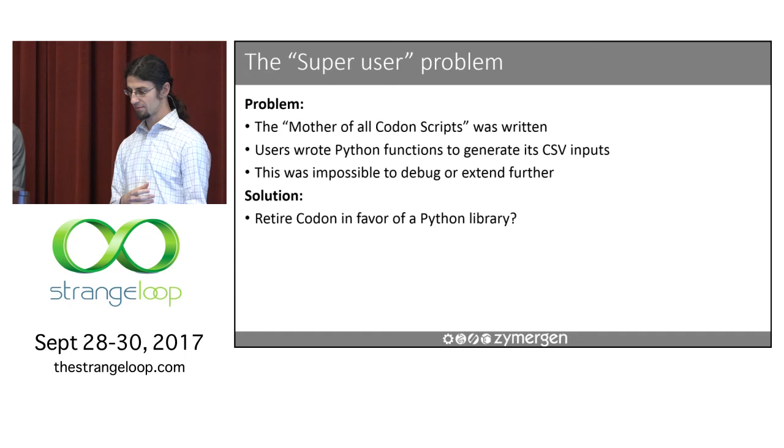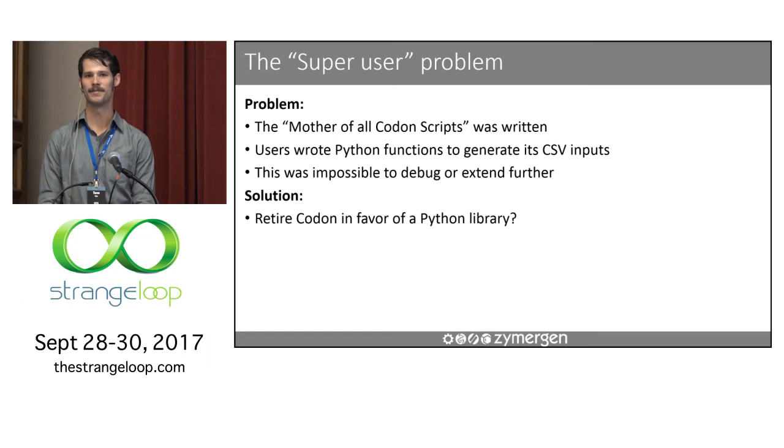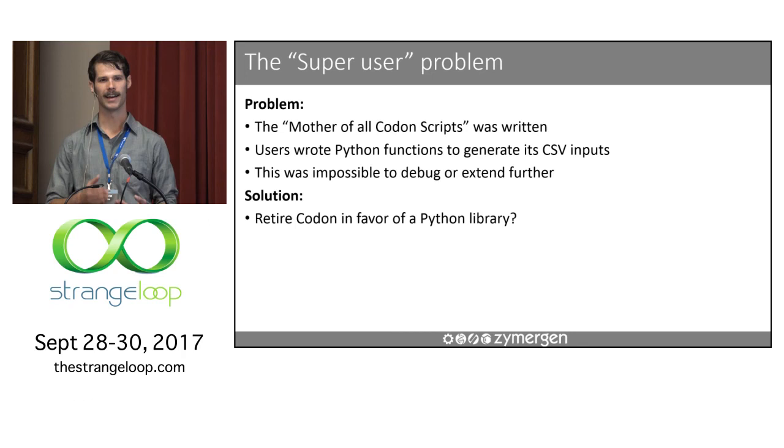Dual to this learning curve problem is what we call the super user problem. On one end of the spectrum, we have users who haven't taken the time to dive into the depths of what to learn. But on the other end, we have users who have learned it so well that they can help out the other users. So in this case, we had one super user who wrote a single codon script that was a generalization of every possible codon script. It takes CSV inputs, of course, but nobody wants to write out CSVs full of data, so they wrote Python functions for generating those CSV inputs.